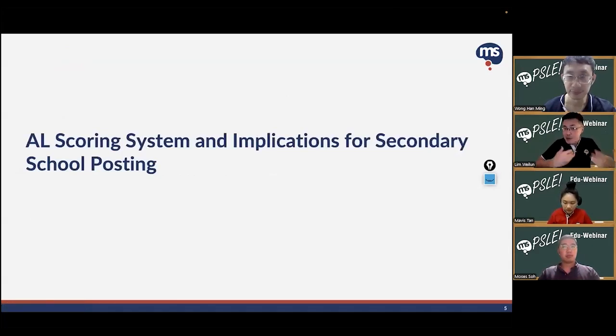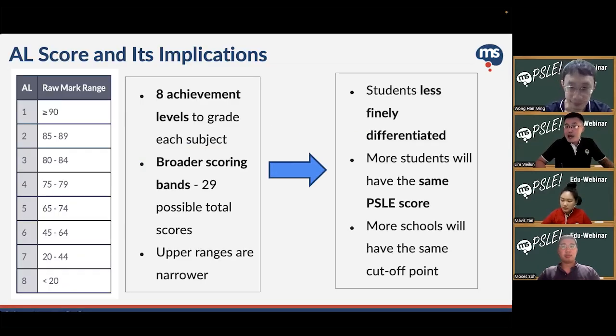So the very first thing I wanted to highlight is to provide a bit of sharing in terms of this AL scoring system and also what the implications are when it comes to secondary school posting. Okay, so that's the first part that we will go through. And right now you will see, as I've mentioned just now.